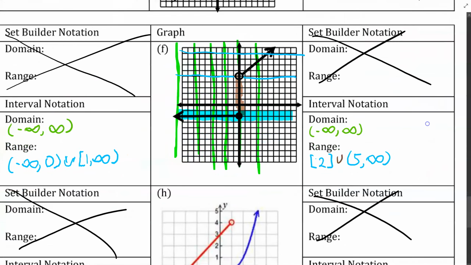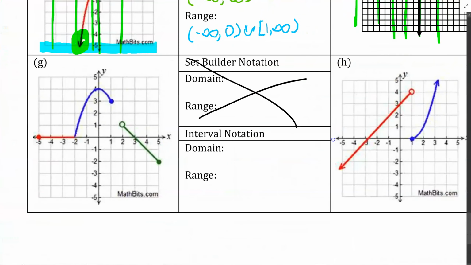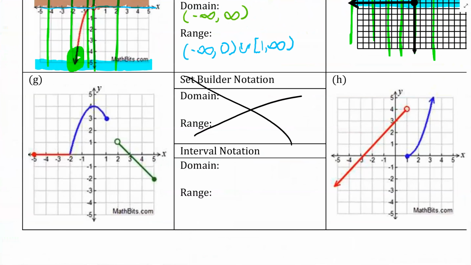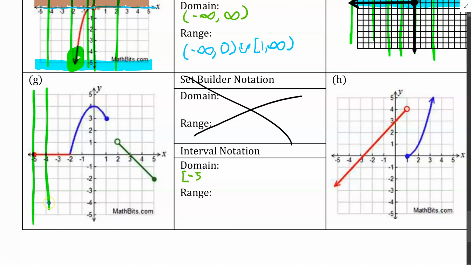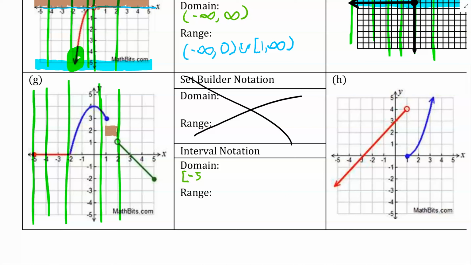We'll do one more for part G. In this case, there is not an arrow for this problem, so the graph starts at -5 for the domain. It's filled in there, so we use a bracket, and continuing to sweep. Notice that there is going to be a gap for the domain for this problem. So when do I first have to lift my pencil? Well, that's going to happen at the x value of 1. And because it's a filled-in circle, we use a bracket.